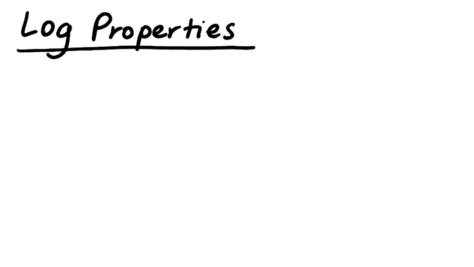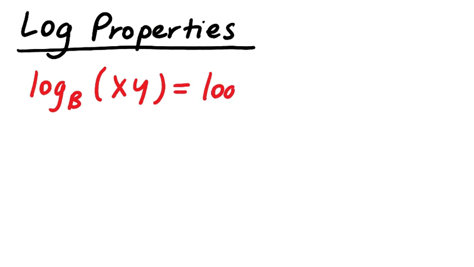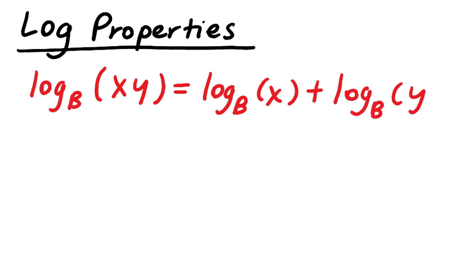Okay, so now I'm just going to write down all 3 of our log properties. We've got the product to sum, which is the log with some base. This is valid for any base log. And x and y on the inside is going to be log base b of x plus log base b of y.